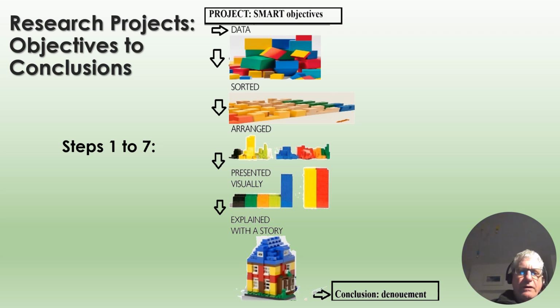So here you can see a graphic representation of our SMART objectives in this first stage, the data representations in the second stage, how we can sort the data in the third stage, how that can then be arranged in the fourth stage. The fifth stage shows us how we can present it, and then the next stage is a storytelling version of the data. Finally, we have the conclusions and denouement.